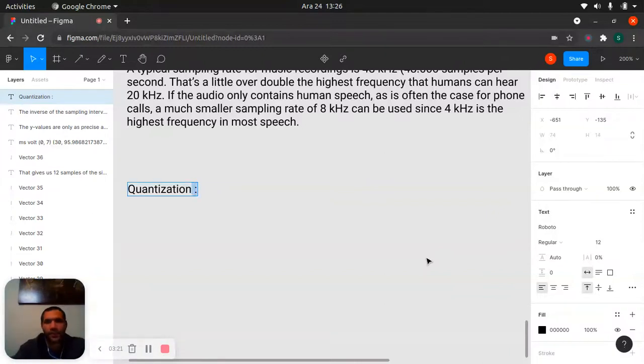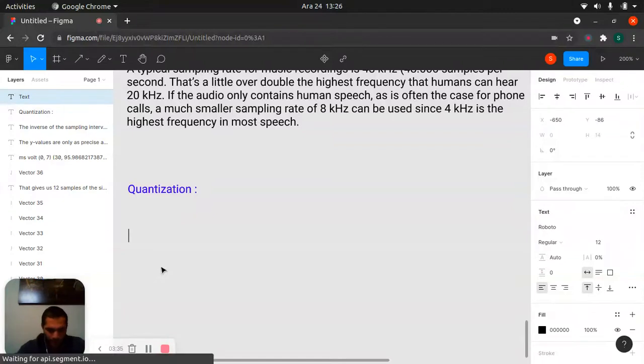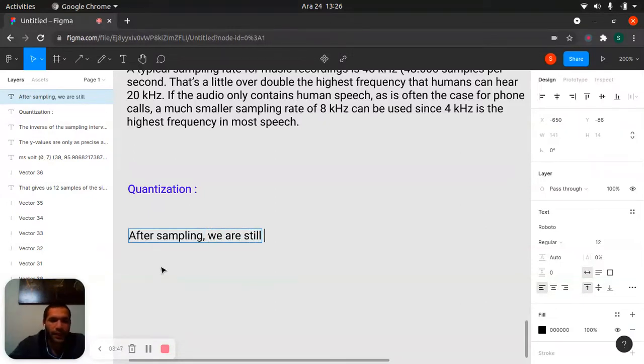Let's write a little bit, but before writing, just tag it in blue. This is our subject. This is really important. You have to learn it. Let's say after sampling, yes, we are still left with a wide range in the amplitude domain.